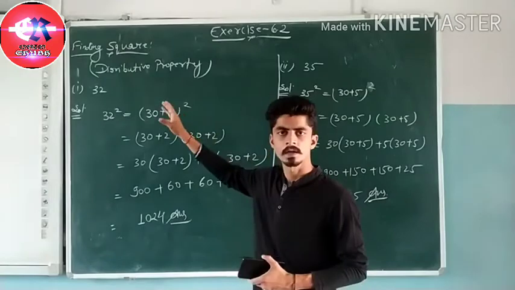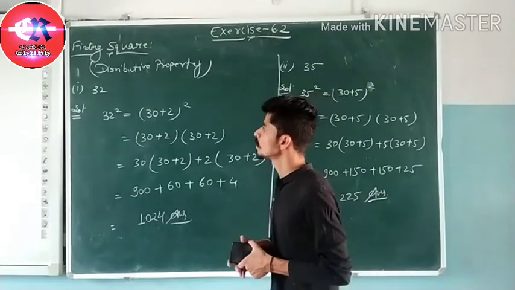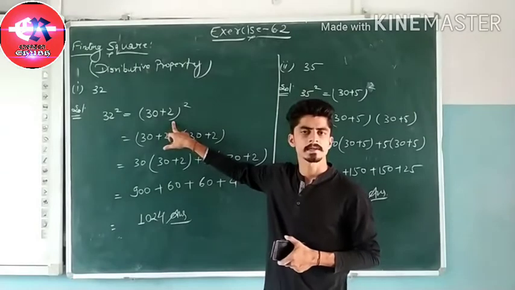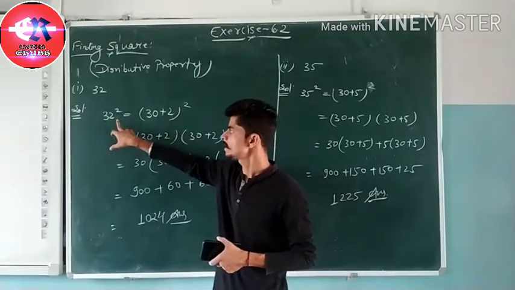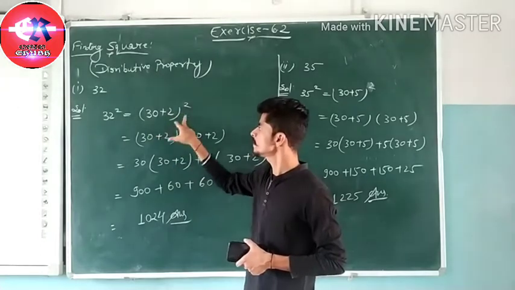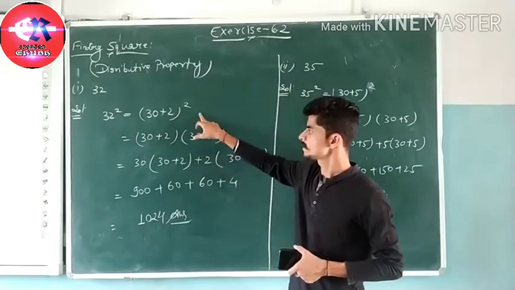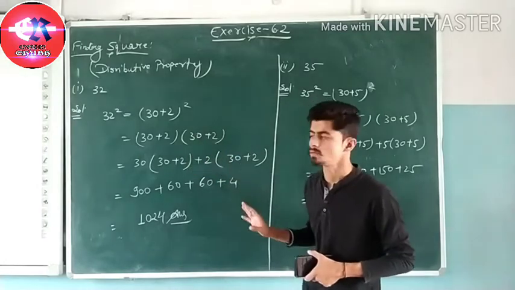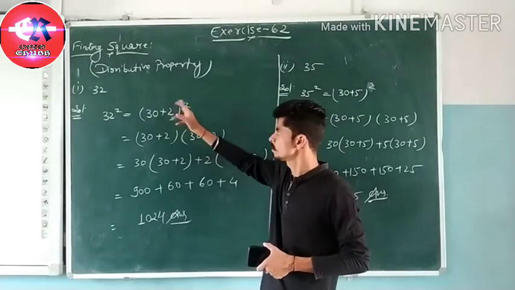The first question is 32. We have to find the square of 32. As we can see here, we can write 32 as 30 plus 2. The expanded form of 32 is 30 plus 2, and the whole square of it. Now as we know the square of the whole is there, that means we can write it 2 times: 30 plus 2 into 30 plus 2.